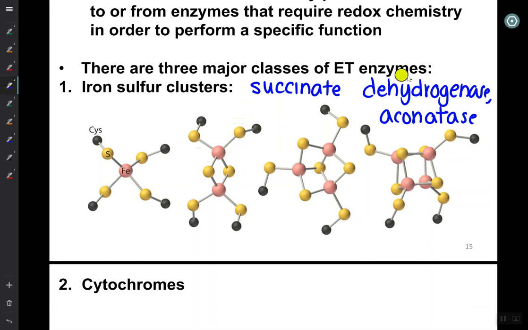So this is a very important class of enzymes for a number of reasons. And there's a variety of different structures. You can have one that has a single iron site, so these are the monoiron, and the nomenclature is just based on how many sulfurs and how many irons. So this one would be like a 1 iron, 4 sulfur cluster. This would be a 2 iron, 2 sulfur, 4 iron, 4 sulfur, and so on.